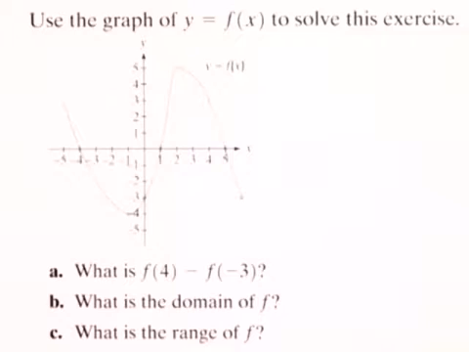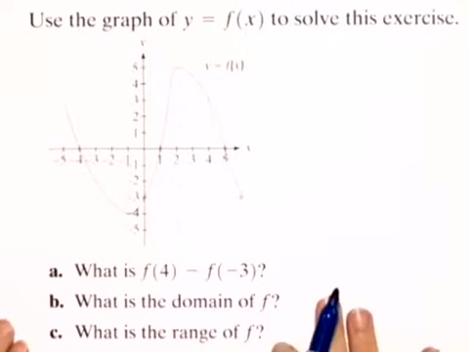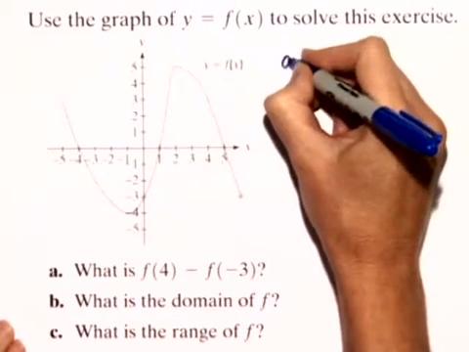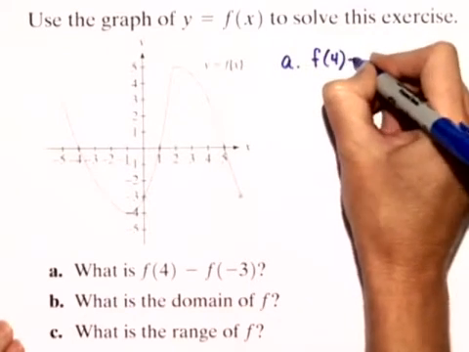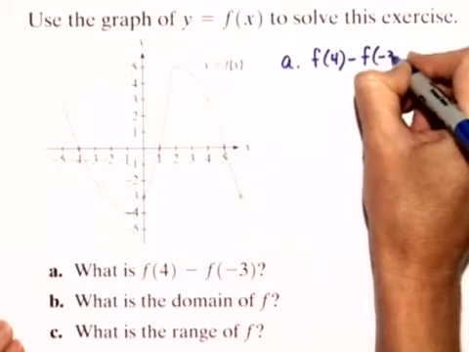Let's use the graph of y equals f of x to solve this exercise. We have several parts. In part A, we want to answer the question, what is f of 4 minus f of negative 3? And I'll actually do that part up here. f of 4 minus f of negative 3.